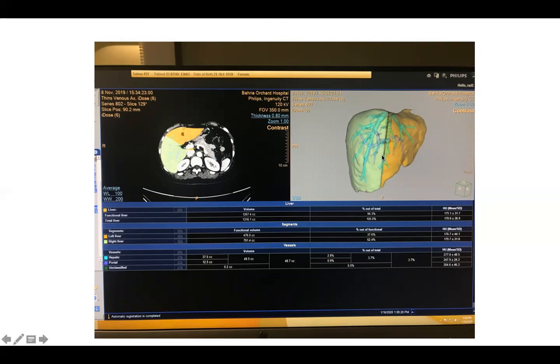You have to assess the donor with the help of CT volumetry and vascular reconstruction. You want to know what the size or the weight of the graft is going to be and whether that is suitable for that particular recipient. And you also want to know whether the remnant of the liver is going to be safe enough for the donor. And you do all these measurements with the help of CT volumetry.